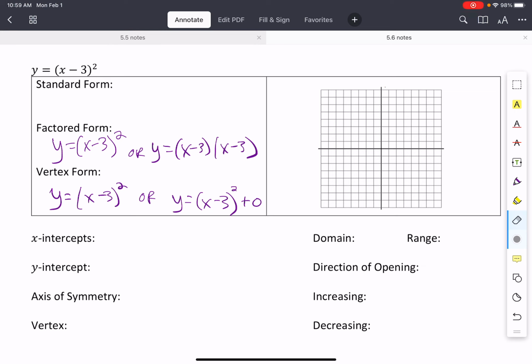I reviewed how to FOIL one of these out on example 1 in your notes, so you may want to go back and look at that to get it to standard form. I'm going to give you guys a couple minutes to try this problem, and once we go over the answers, we're done for today. You guys are doing a great job, okay? So I'm going to walk around and help. So finish this one out. We'll go over the answers, and then we're done, okay?